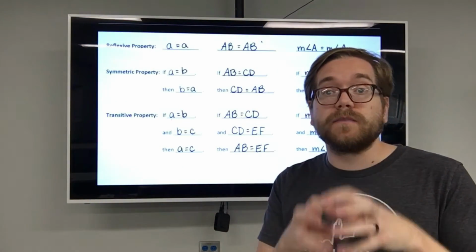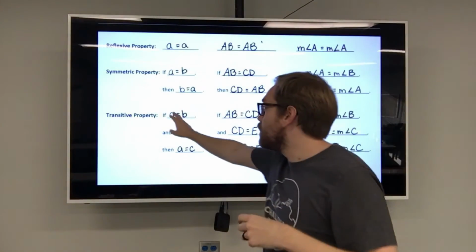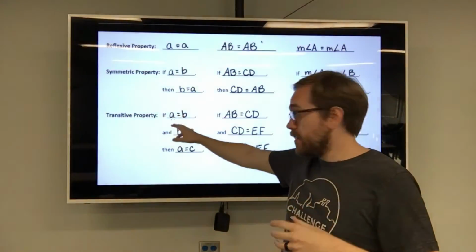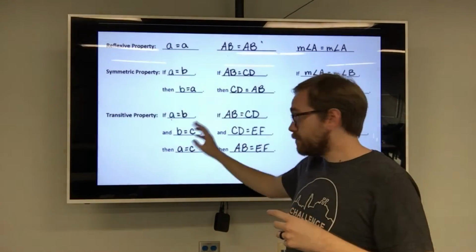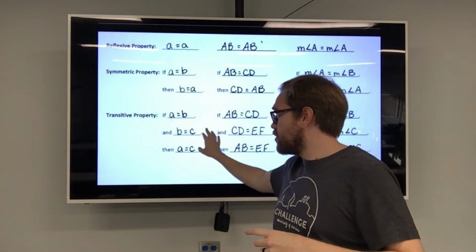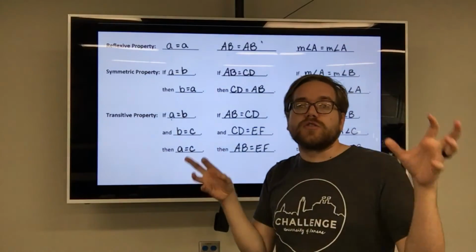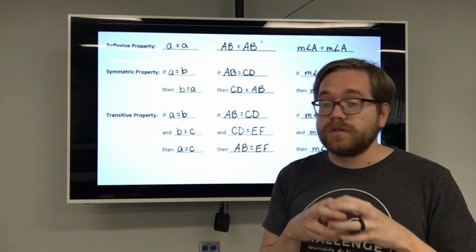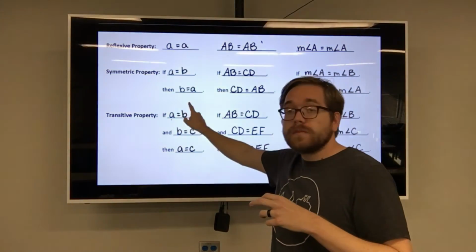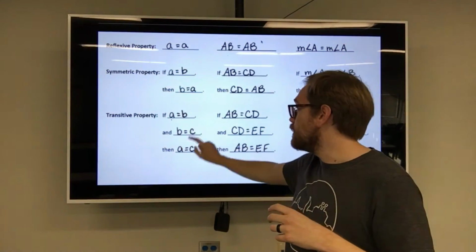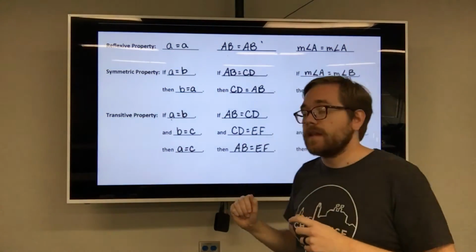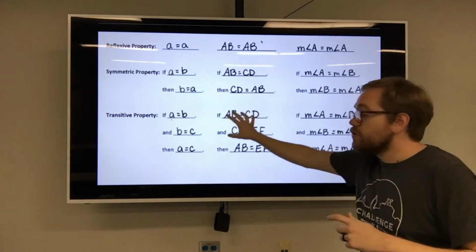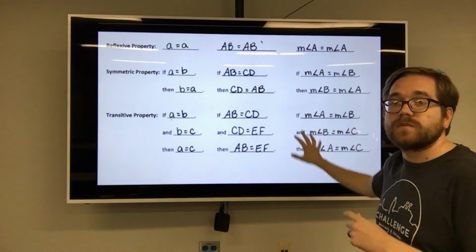This is a really important one, because if you can show that one term or one length of a figure is equal to something else, and that another term is equal to that same thing, then you can show that they're equal to each other. So this is one we'll definitely use a lot. So again, if A is equal to B and B is equal to C, then A is equal to C. And remember, over here, it's just showing the same thing, in terms of segments and in terms of angles.